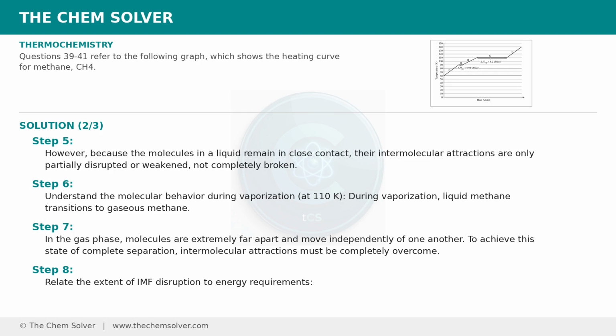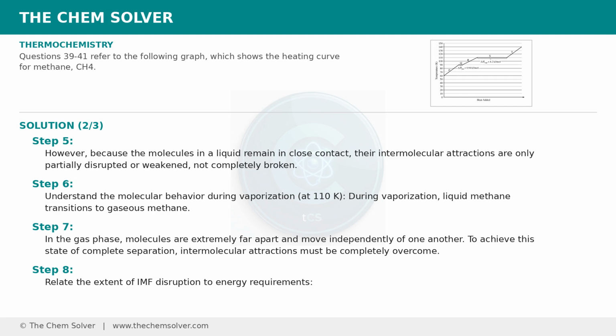Understand the molecular behavior during vaporization. At 110 Kelvin during vaporization, liquid methane transitions to gaseous methane. In the gas phase, molecules are extremely far apart and move independently of one another. To achieve this state of complete separation, intermolecular attractions must be completely overcome.